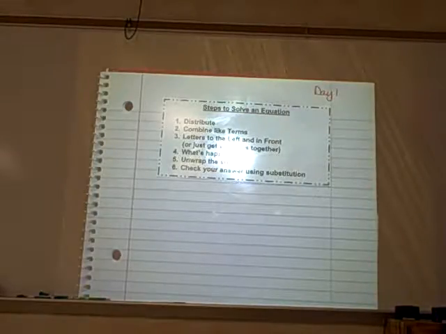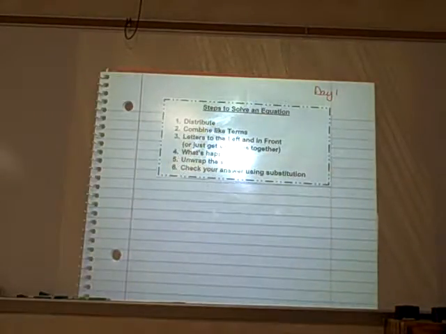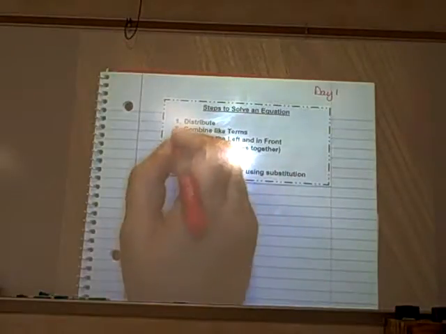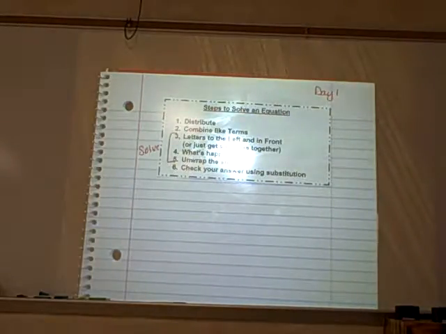That was what Unit 2 is about. Letters to the left and in front, or getting all the variables together. What's happening, like it was multiplied by 3 or added to 5 or whatever, and unwrapping the steps. So those 3 steps, that's your basic solving. So you can put solve out beside that. Today, we're going to add in distributing and combining like terms.